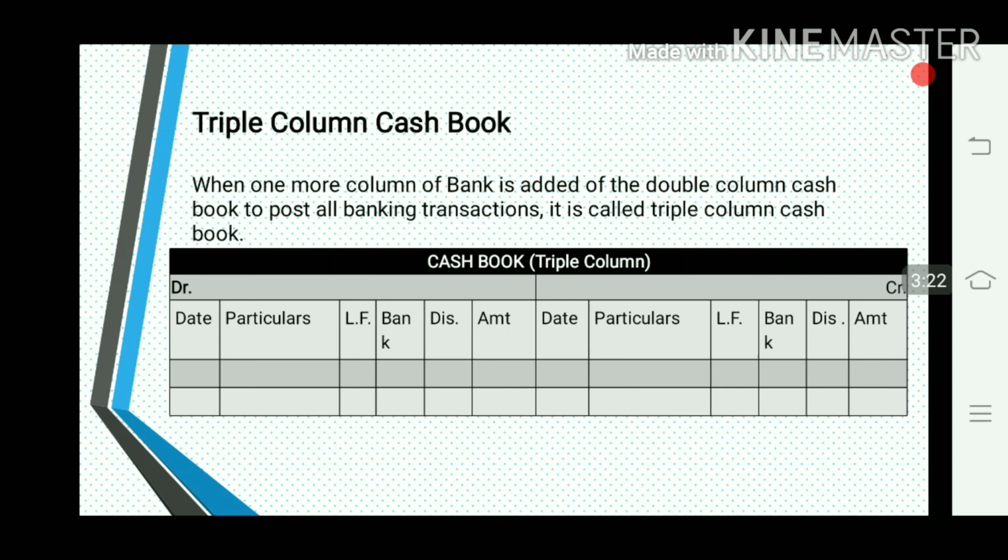Now we will see the triple column cash book. When one more column is added to the double column cash book to post all banking transactions, it is called a triple column cash book. All banking transactions are routed through this cash book and there is no need to open a separate bank account in the ledger. This type of cash book is maintained by small businessmen where there are not ample bank transactions, and when there are a number of transactions with the bank, then a separate bank account is maintained by the organization.